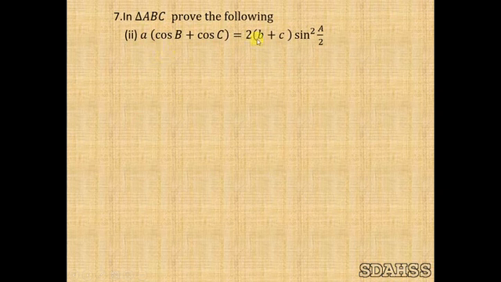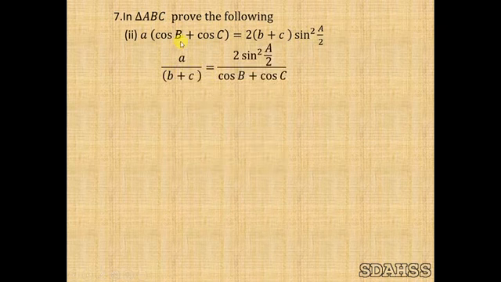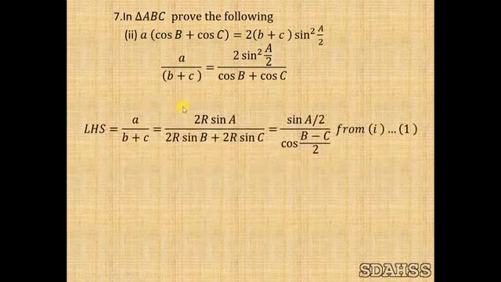Subdivision 2. In triangle ABC, prove the following: a (cos B plus cos C) is equal to 2 into (b plus c) sin square A/2. So this we can write as a by (b plus c) is equal to 2 sin square A/2 divided by (cos B plus cos C). Consider the LHS, that is a by (b plus c), which is equal to, in the place of a we can write 2r sin A, divided by, in the place of b we can write 2r sin B, plus in the place of c we can write 2r sin C.